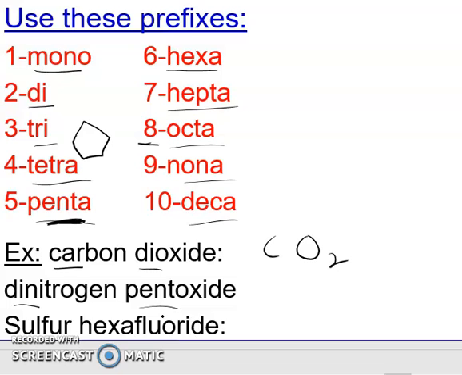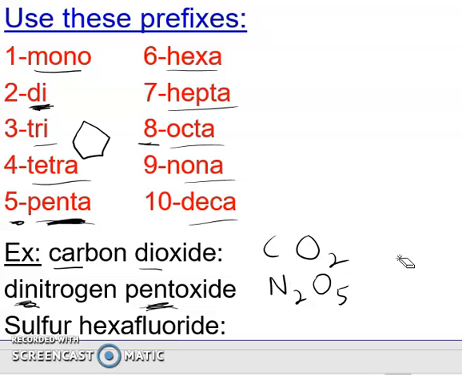Dinitrogen pentoxide. All right, di means we have 2 nitrogens, and then pent means we have 5 oxygens. So 2 nitrogens, 5 oxygens, N2O5. Pretty simple. Just make sure you don't mix these up. Make sure you don't write N5O2. Make sure you don't do it this way. The di represents nitrogen. The pent represents oxygen.